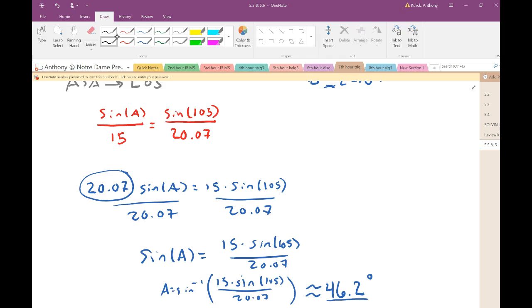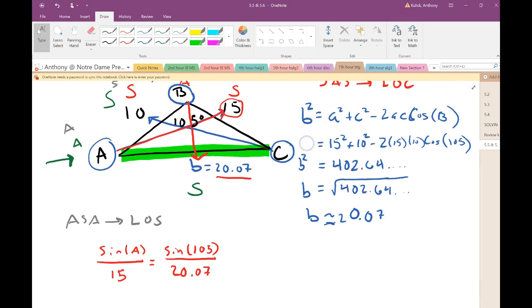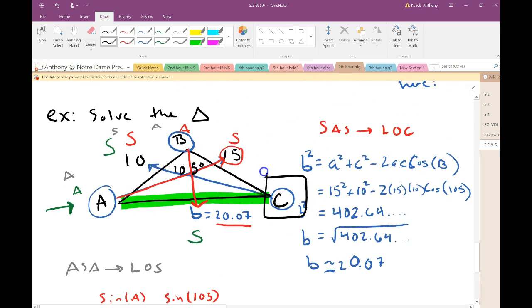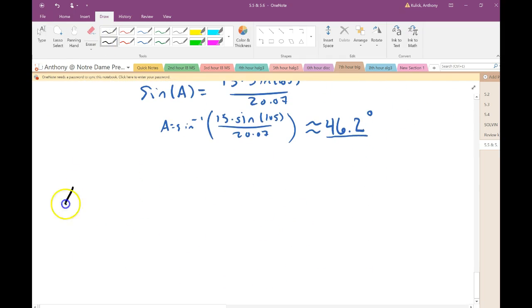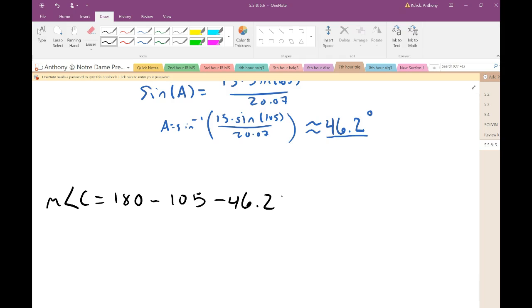Now I still have one more thing to find. What do I need to find? If I go back to my original problem here, I still don't know angle C. How can I find that though? Yeah, I know that it's just using the triangle sum theorem. So I know the measure of angle C is going to equal 180 minus the measure of angle B minus the measure of angle A. So I get 28.8.